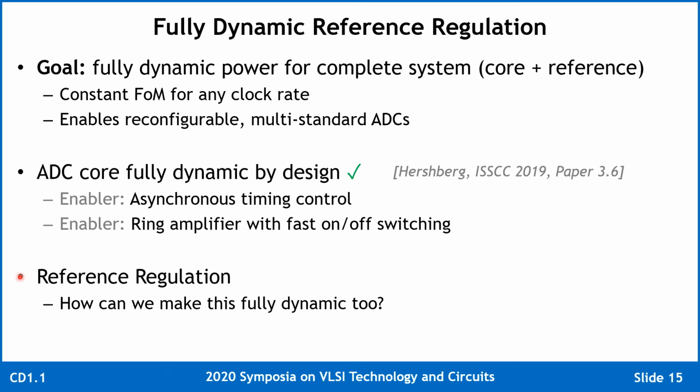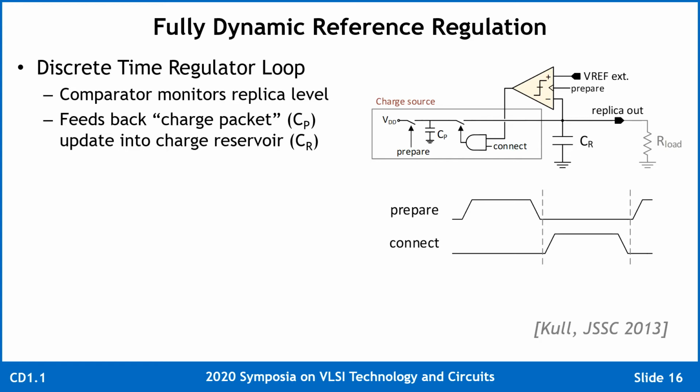Here we look at the question of dynamic reference regulation. To eliminate static current from our regulator, we must necessarily consider a discrete time regulator loop topology. The simple loop shown here is just a comparator that monitors the reference line and provides charge packet updates as feedback in order to maintain the desired reference level, which is then being drained by the load.